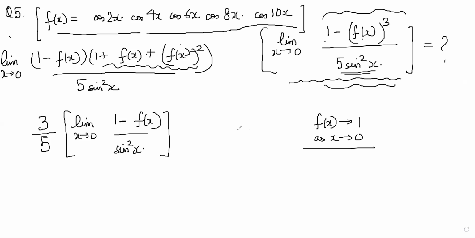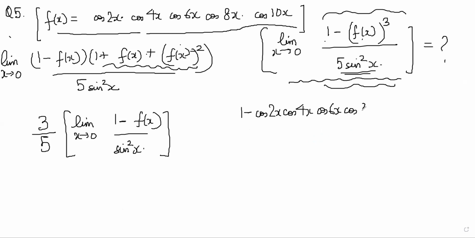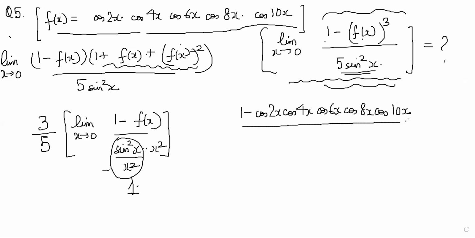Now, this part you have to evaluate somehow. So how do we do it? In the denominator, can you multiply and divide by x square, so that you get this? Multiply and divide by x square, you're saying. Yeah. This part will become 1. So, okay, then you will end up with this.